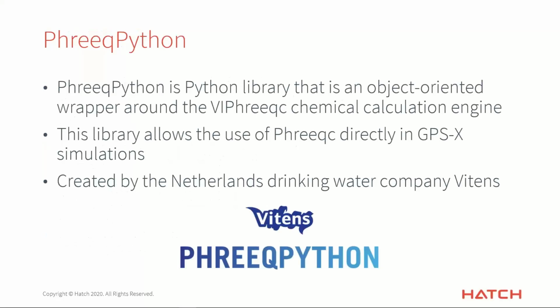So if we go to our next slide, how are we going to interface GPSX with PHREEQ? Well, we're going to use Python for this. And this is going to be done using a PHREEQ Python library, which is an object-oriented wrapper around BI PHREEQ, which is just a portion of the PHREEQ software. And what this is saying is we're just creating an object in Python that simulates PHREEQ. Just for reference, this library was created by the drinking water company Vitens.